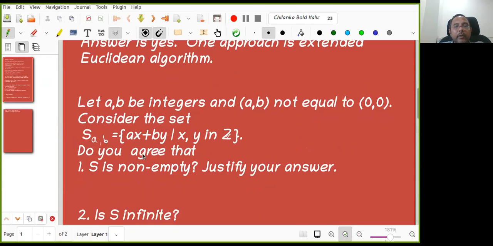Now I am asking a few questions here. Remember that for this a, b, one of them is non-zero, so we are at that stage. What happens if both are zero? This S_ab also becomes zero. We discussed this type of question earlier, that's why I'm not asking you now. I'm going further. In that case it is automatically zero, or only the singleton zero. But now one of them is non-zero, remember. Now, do you agree that this set is non-empty first? Anyhow it is non-empty, right?